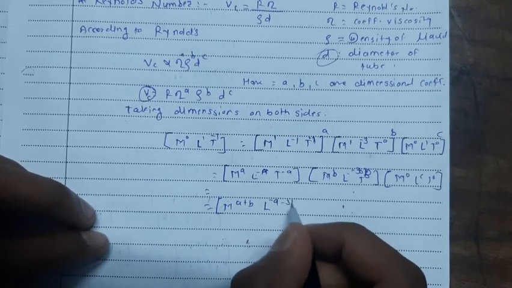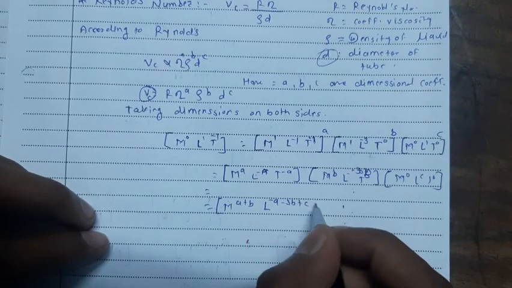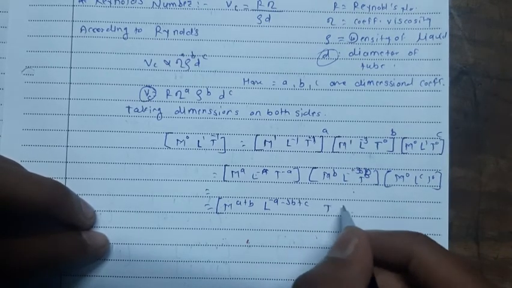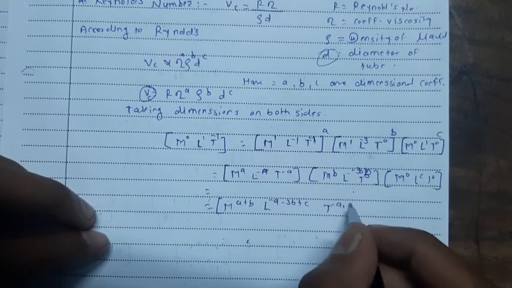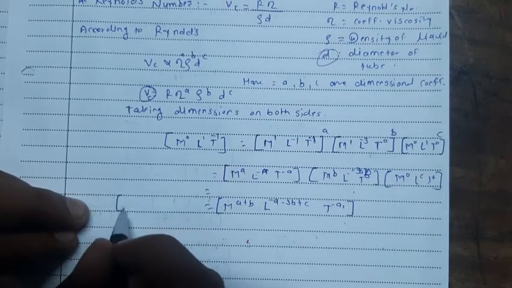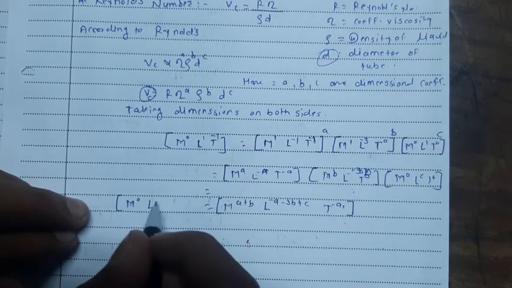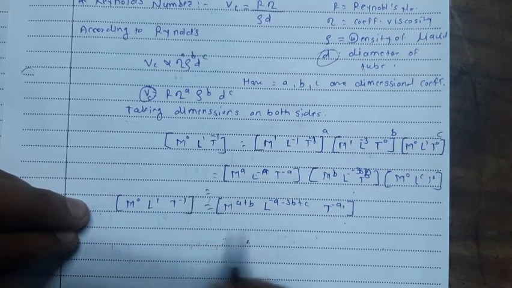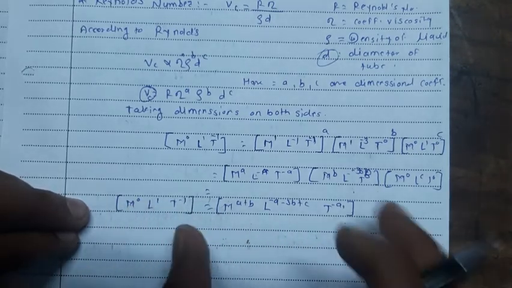So don't bother about this. L raised to, here it is minus A, it is minus 3B, and it is C over here. So it is minus A minus 3B plus C. And T raised to, in this case, minus A, 0, 0. So it is minus A. So this is equal to M raised to 0, L raised to 1 and T raised to minus 1.